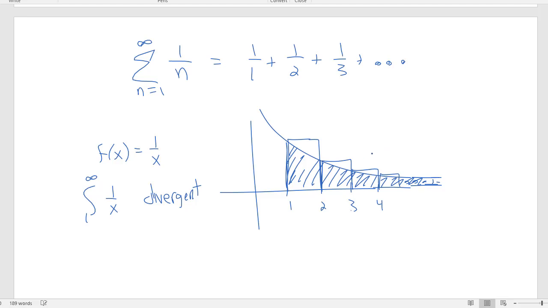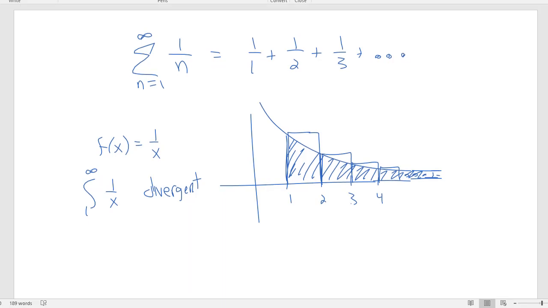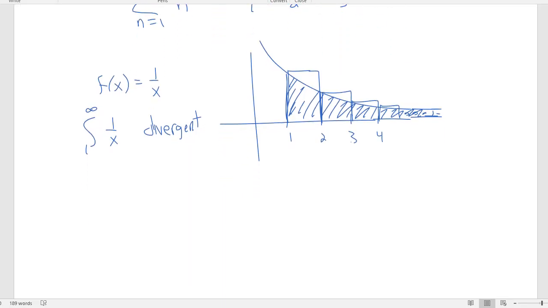And what we have in this case is our rectangles have more area. Our rectangles have kind of overhang, if you will. So there's more area under the rectangles. So if the area under the curve is infinite, then something that adds more area is also going to be infinite. So it is going to diverge. So again, with the integral test, if the integral converges, the series converges. And if the integral diverges, the series also diverges.